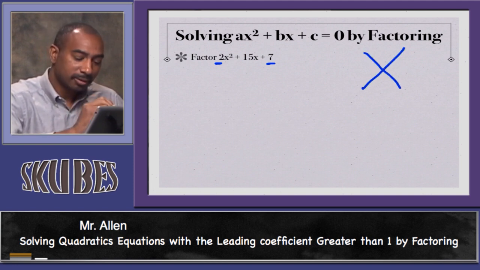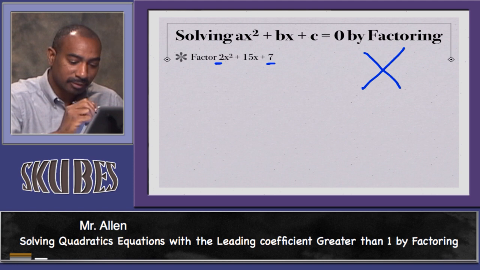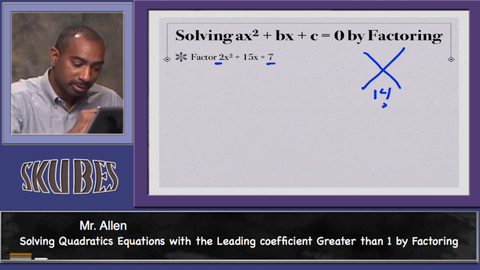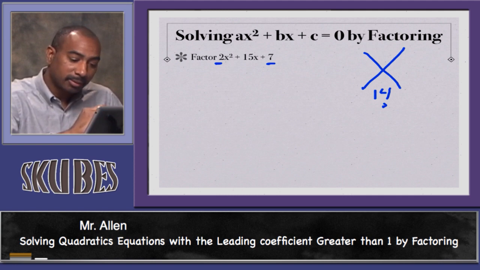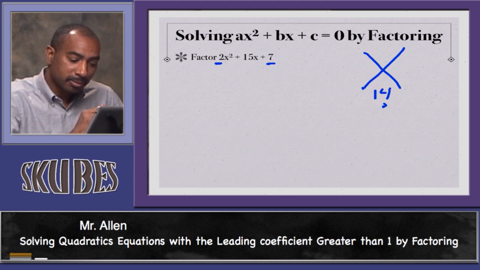You simply take the leading coefficient, which is 2, and multiply it to the constant 7. That gives you 14. And then you take the middle term. Remember, in the lesson about multiplying binomials, the middle term has to add up to, in this case, 15x. So we're going to take this 15 and put this up here.